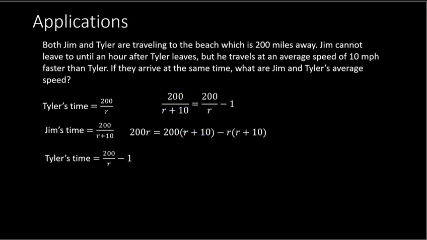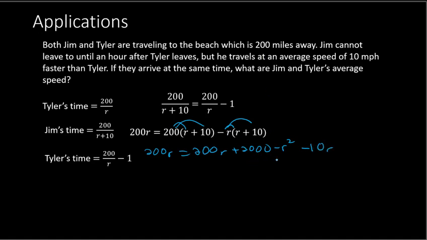And we see that typed up right here. Now at this point, we can start trying to simplify and setting equal to 0. So let's distribute over on that side. So left side is 200r. Here we get 200r when we distribute. 200 times 10 is 2,000. And then negative r times r is negative r squared. And negative r times 10 is negative 10r.